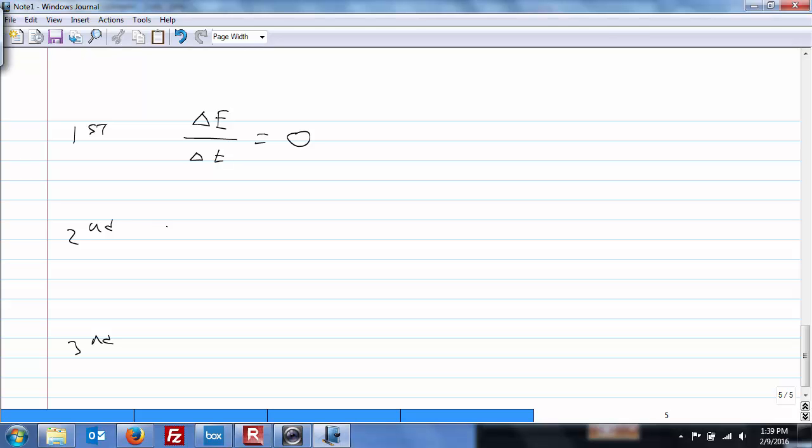home. The second law says that the change in entropy over the change in time is greater than zero. What's entropy? When I first walked in this morning, Sean and I were talking about the difference between a Stirling engine and a combustion engine, et cetera, et cetera.